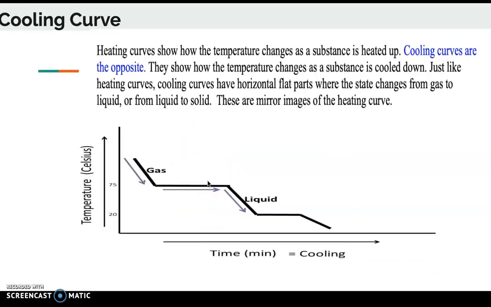So heating curves show how the temperature changes as a substance is being heated up. Cooling curves are the opposite. They show how the temperature changes as a substance is cooled down. Just like heating curves, cooling curves have horizontal flat parts where the state changes from gas to liquid or from liquid to solid. These are mirror images of the heating curve.